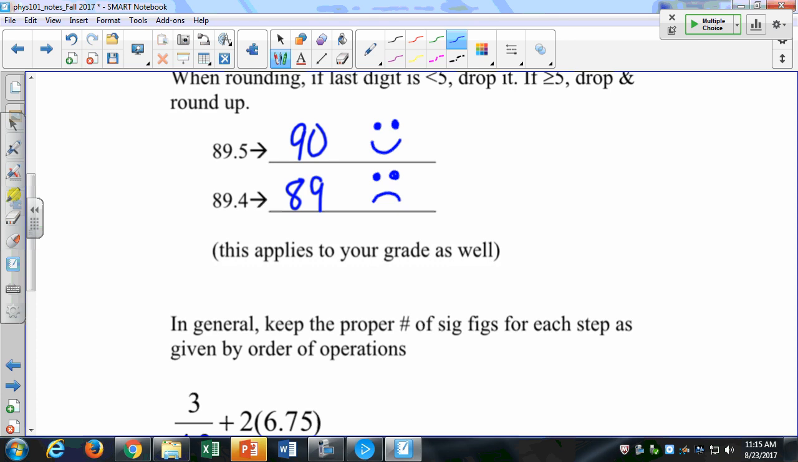Some of your professors might round differently. But I want to see the smiley face, right? I know y'all do too. B's good too, though, right? C is actually pretty good as well. But that's how I round numbers.